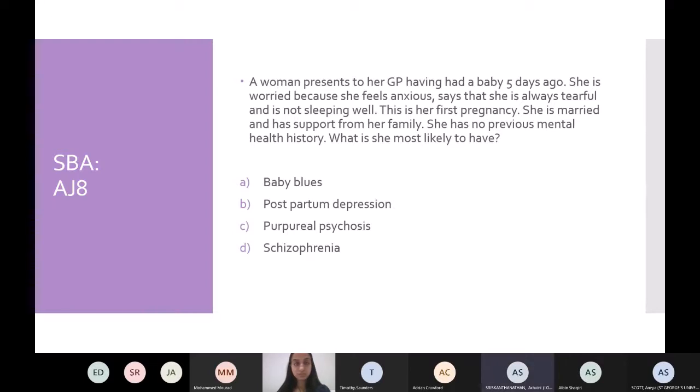Okay, just give it about 5 more seconds. I think everyone's answered anyway. Oh, okay. Suddenly got more people answering. Cool. I'm going to stop the poll now. Yeah, so majority went with baby blues, and I'll talk about that in a moment as well.